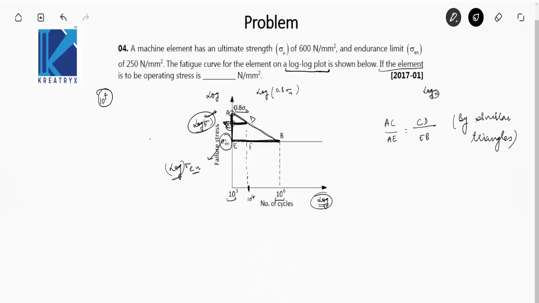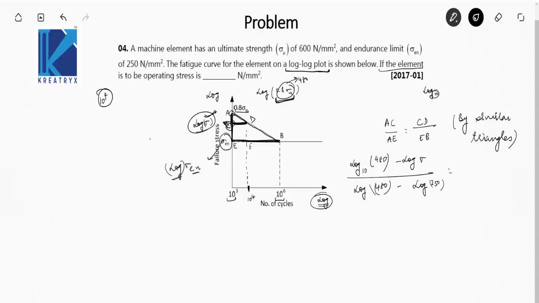So this becomes log to the base 10 of 0.8 into the ultimate strength, which is 600. So this value is 480 megapascal. So log 10 of 480 minus log sigma upon what is AE. AE is log 480 to the base 10 minus log of the endurance limit, which is 250 megapascal, is equal to CD.